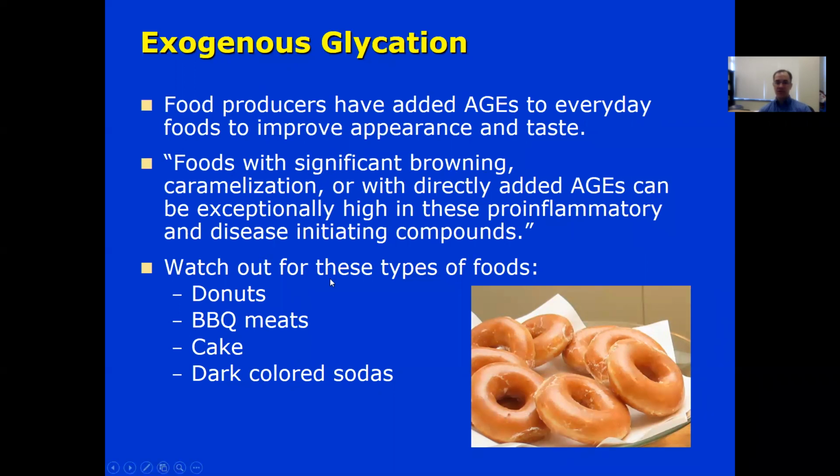So think of foods like donuts, barbecue meats under high heat, cake, browning of food, dark-colored sodas. All have AGEs that have been added to them either directly or through the processing of the food itself. So we're essentially consuming these in our diets if we're eating these types of foods.